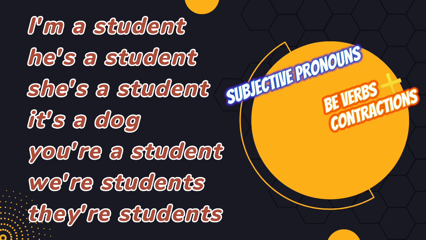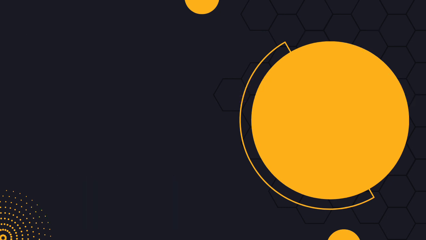The same thing goes for they. They means many people, many things. Here, we put an s. We took out the a. So they're students. Please repeat. They're students. They're students. Now move to the next part.